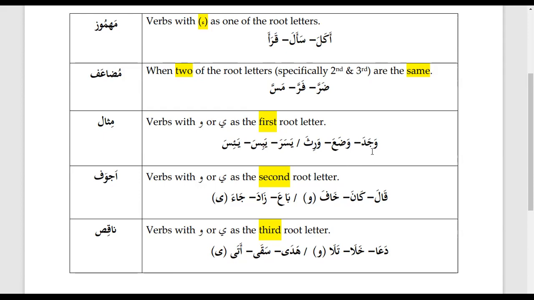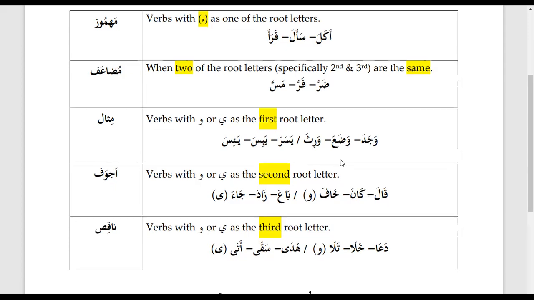For example, wajada, we have learned about it. That means he found. Wada, we have also learned, he put. Waritha, he inherited. And similarly, we have yasara, it became easier, something that became easier. Yabisa, he became disappointed, and yaisa is the same as to become disappointed. So these are the ones, three of them, that are used in the Quran, with one or two more that are used, and ya is the first root letter. However, with waw, there are many that are used in the Quran.